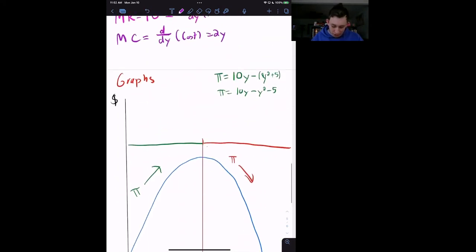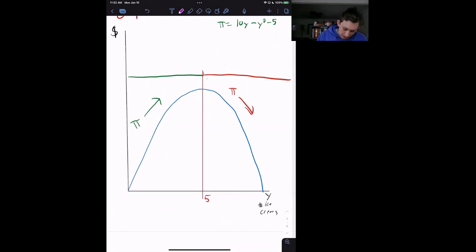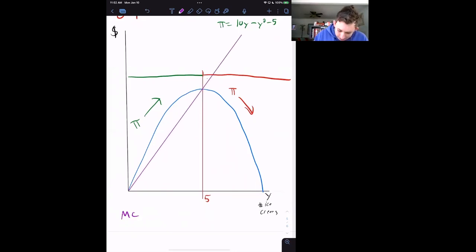And we can see that if we draw the graph, because if we put in marginal cost here, we are going to get something that looks like this, because marginal cost is 2y. So here's marginal cost. Let me back up. Here is marginal revenue up here at 10. This is confusing. Let's put this on a different graph.